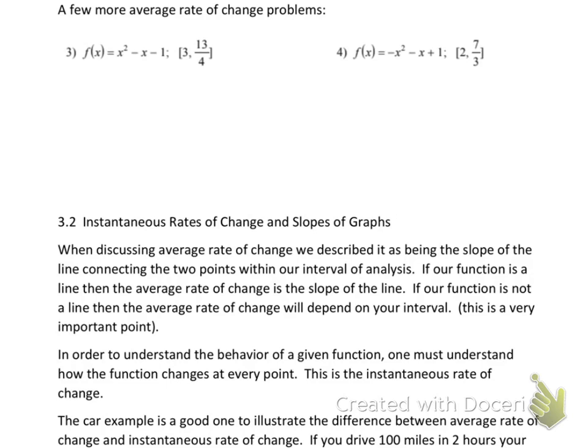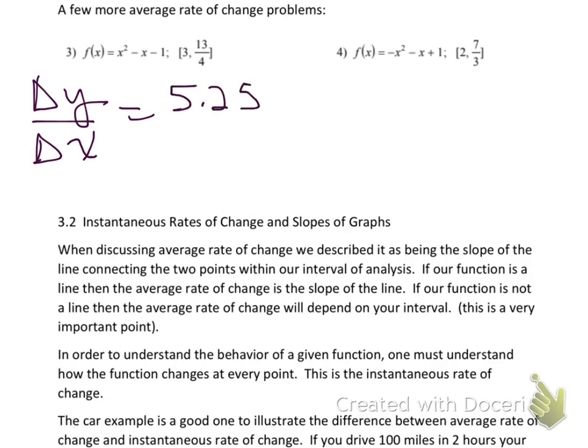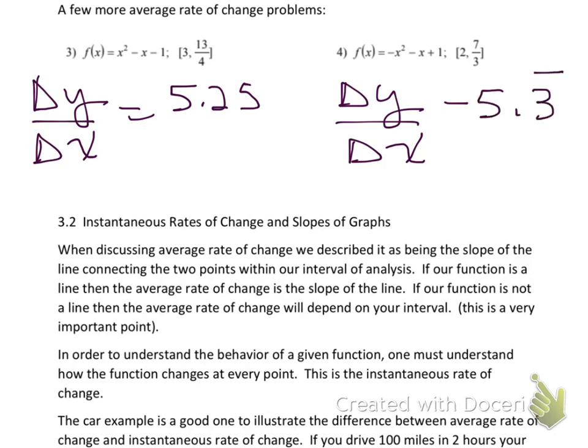Assuming that you are following along with this, I will tell you what I got for my answer. My average rate of change for number 3 ended up being a positive 5.25. Again, I'm using my calculator to get my values. And for number 4, I'm getting a negative 5.3 with bar notation. That ends the average rate of change problems. The key thing is to remember that you're taking the slope of basically a secant line, so you're going to hit your graph in 2 places.